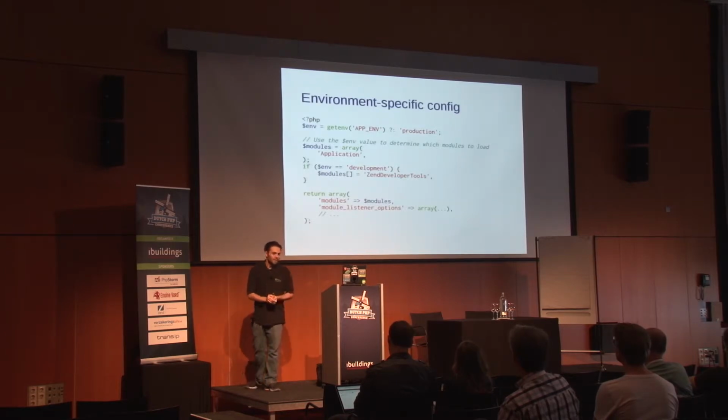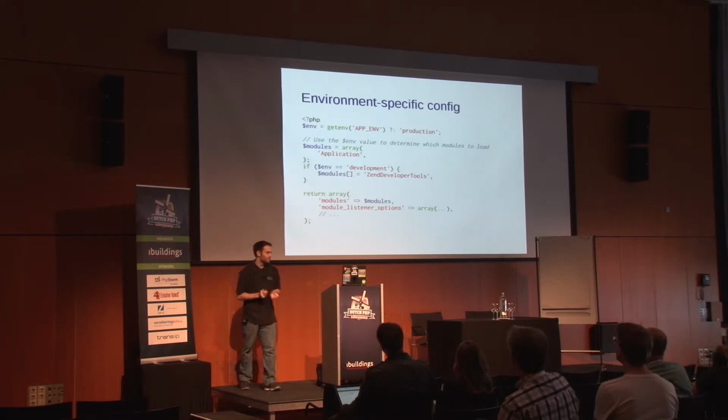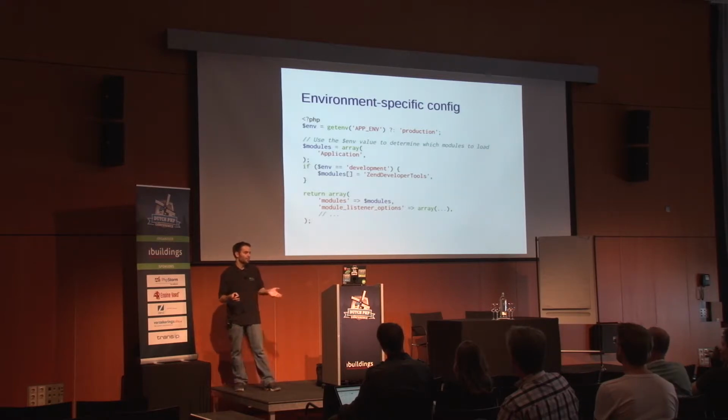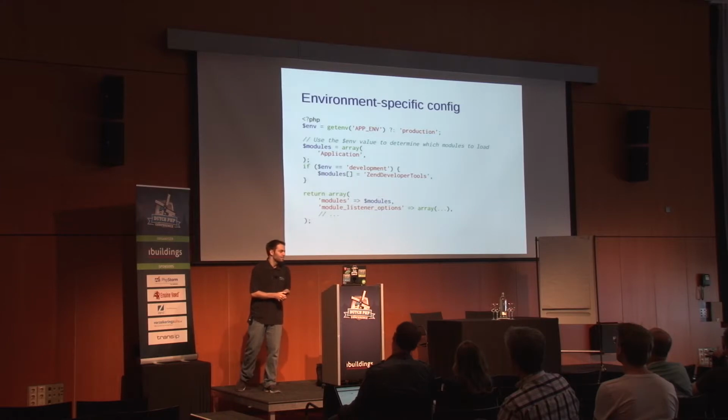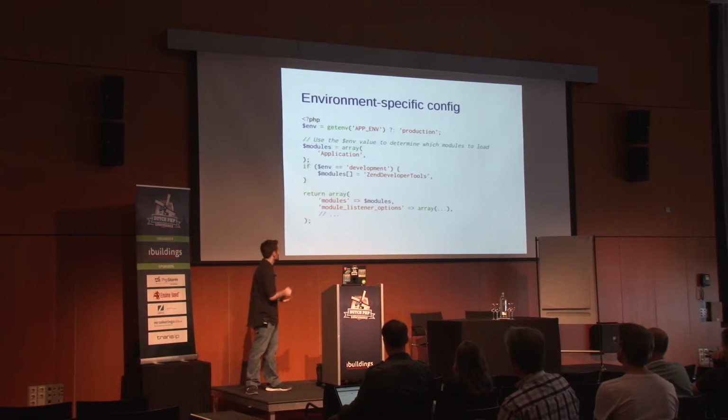A big question I always get is how to toggle which modules are loaded based on the environment that you're in. And it's really simple because your config file for defining your modules is just a PHP file. So do whatever you want to actually perform that logic. In this case, we're getting the environment variable app environment and defaulting it to production. We're creating an array here with the application module, but if the environment is development, we're adding Zend developer tools. It's that simple. Then when we go to return our array, we just say modules is this $modules variable.